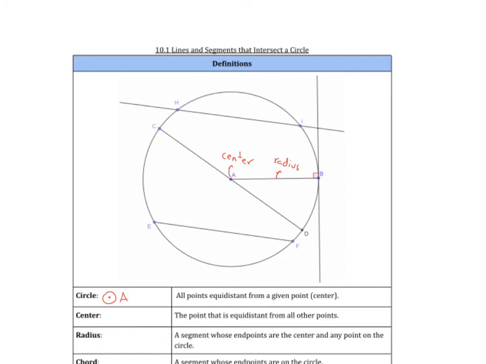And then we also have a segment that connects any 2 points on the circle. For example, EF right here, this segment is called a chord. Now we have a very special chord, this one here, CD. This is technically a chord because it does connect 2 points on the circle. However, this chord passes through or intersects the center. And because it intersects the center, segment CD is actually a diameter.